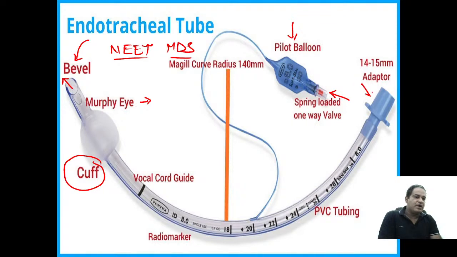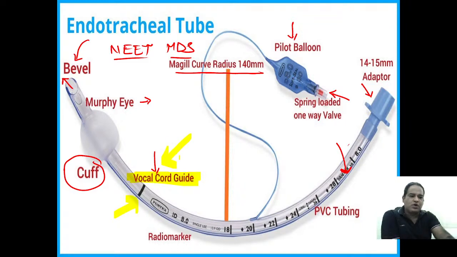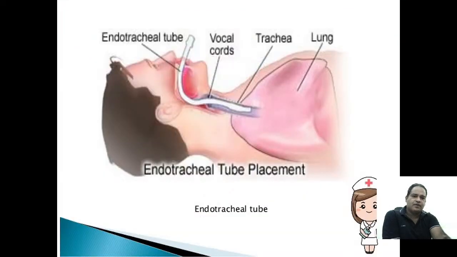Now this blue colored thing is an adapter. The curve is called the Magill curve. The tube has a radio opaque marker. Now this black colored thing is the vocal cord guide. Very important. If this passes, that means your tube is already past the vocal cords. This is how you insert an endotracheal tube.